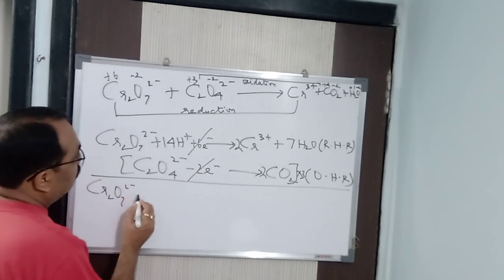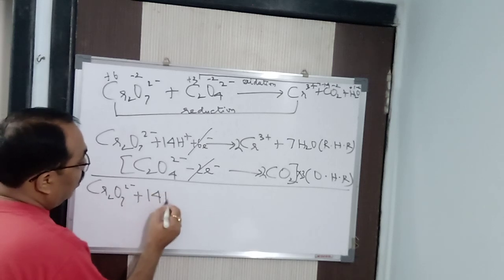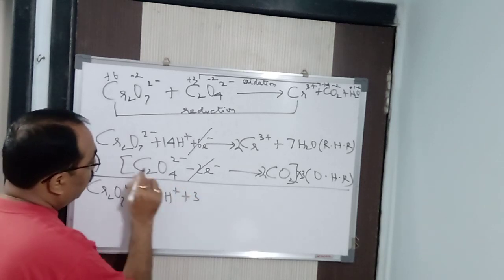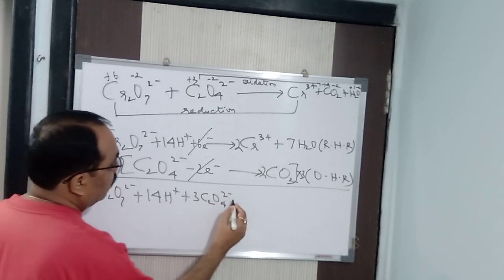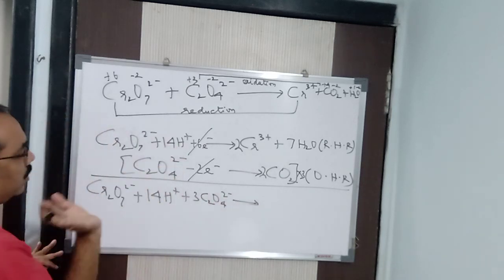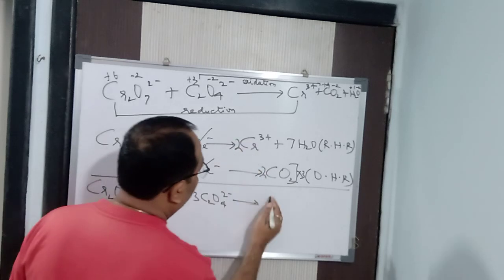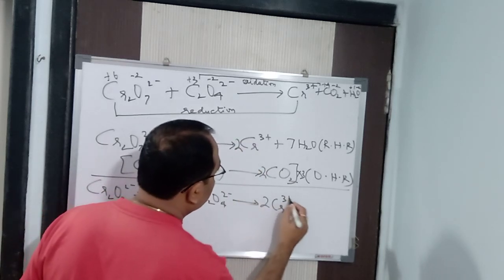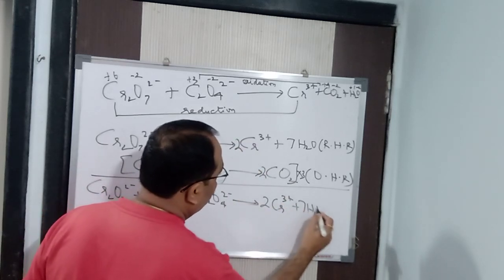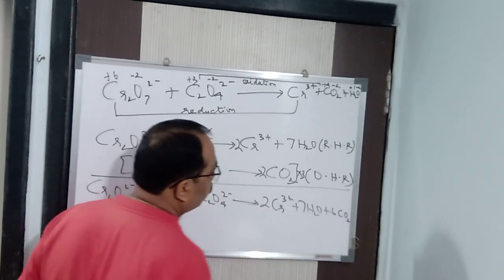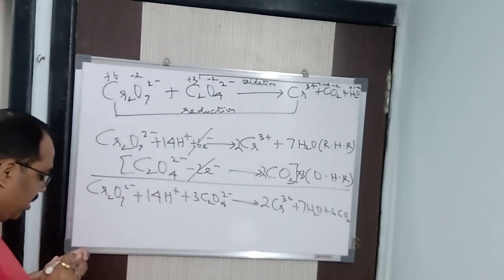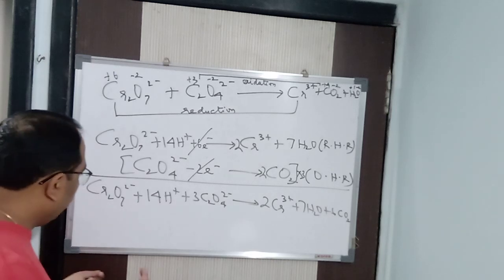Cr2O7 2 minus plus 14H plus plus 3, remember it, 3 I multiplied, 3 C2O4 2 minus. Alright, anything else is there? No, this side is over. Now 2Cr3 plus plus 7H2O plus 6 CO2. Everything is done. Let us see whether it is balanced or not. Let us check it.